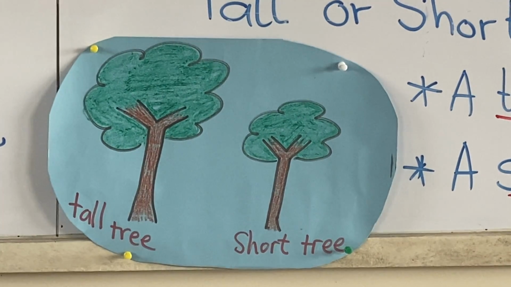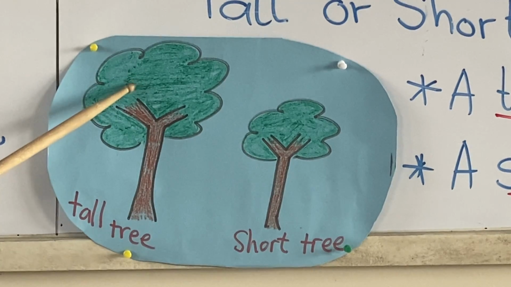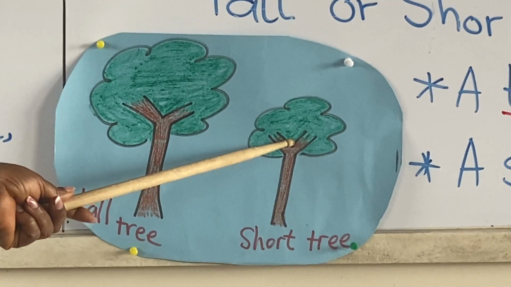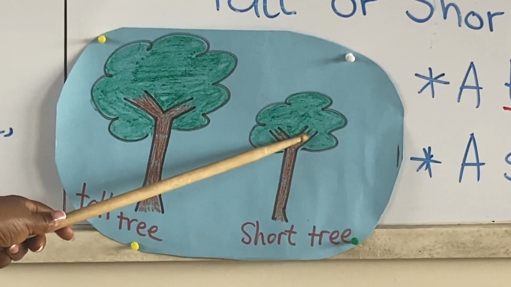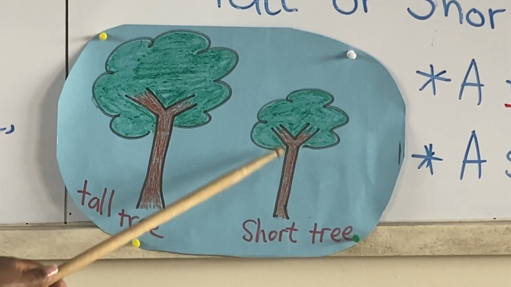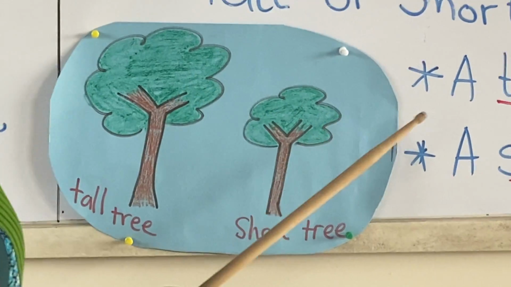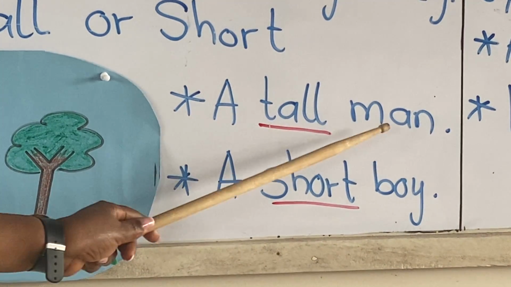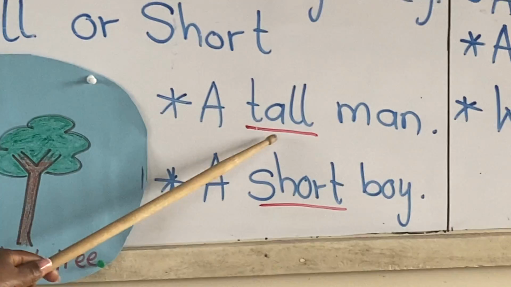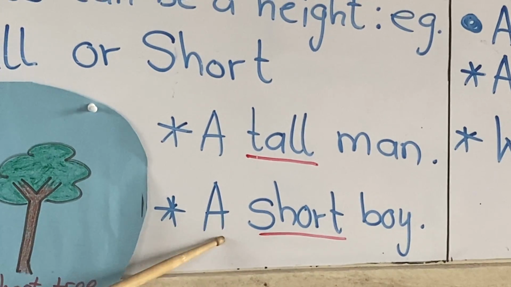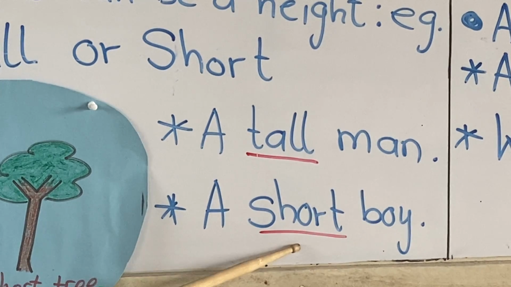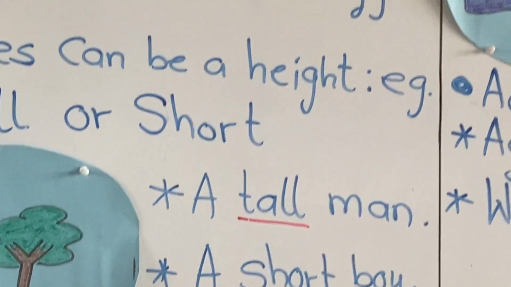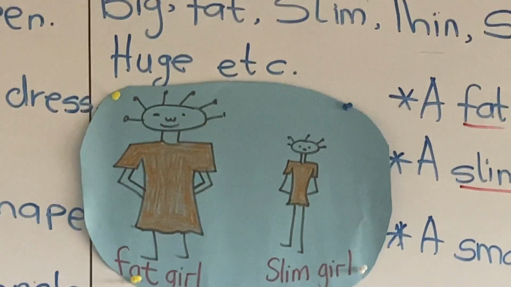As soon as I ask you to point to the tall tree, you point to this tree, because this tree is taller than this tree. As soon as I ask you to point to the short tree, you point to this one instead of this, because this tree is short. So, example, a tall man. Tall here is pointing out to the man or describing the man. Tall is an adjective. A short boy. Short here is an adjective describing the boy. Let's look at another example of adjectives.